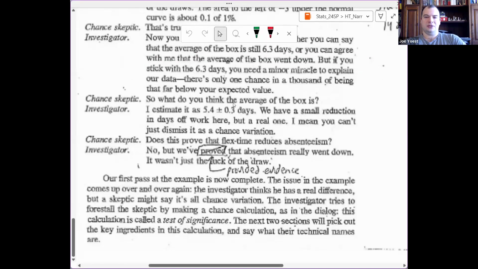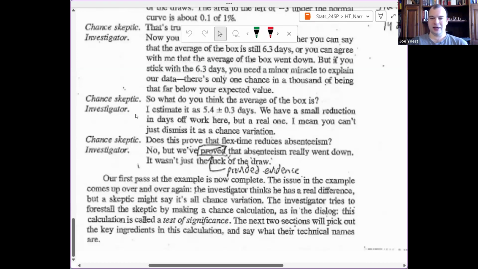And the chance skeptic then says, what do you think the average of the box is? The investigator says, I estimate it as 5.4 plus or minus 0.3 days. We could say plus or minus 2 times 0.3 days or something, whatever. We have a small reduction in days off work here, but a real one. So this 5.4 plus or minus 0.3 looks an awful lot like a confidence interval.